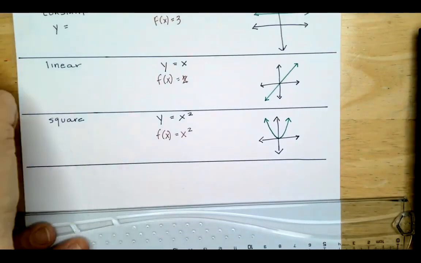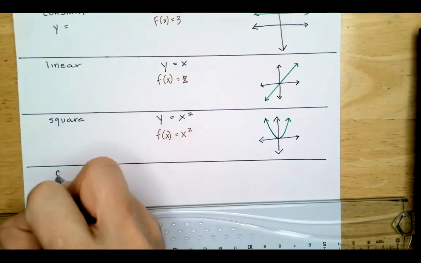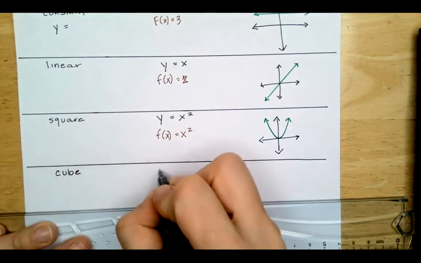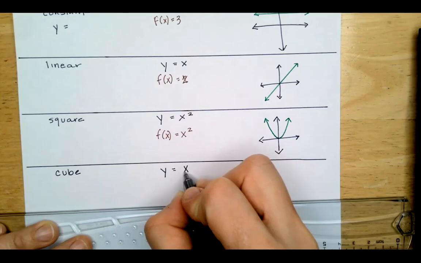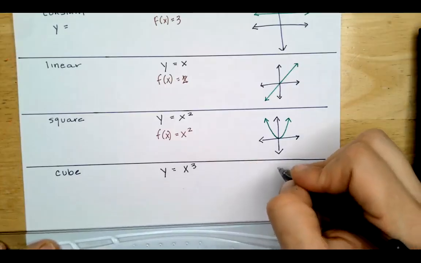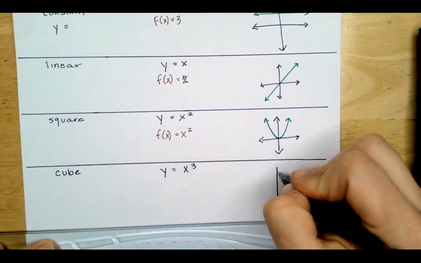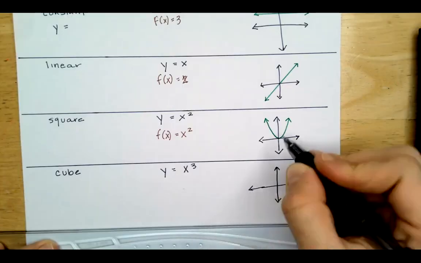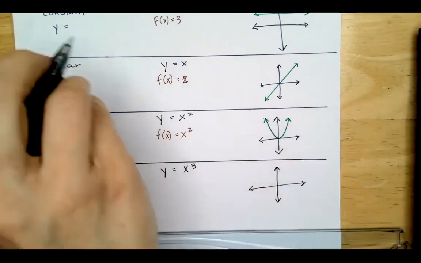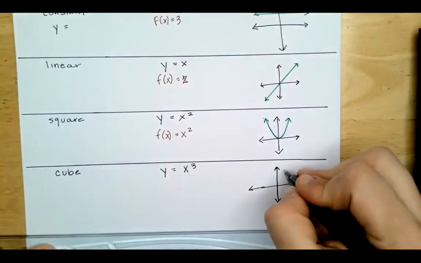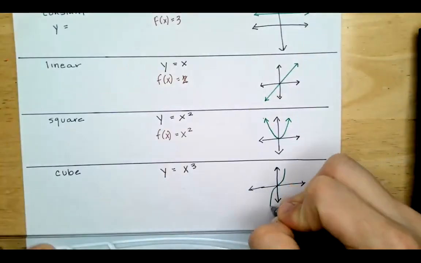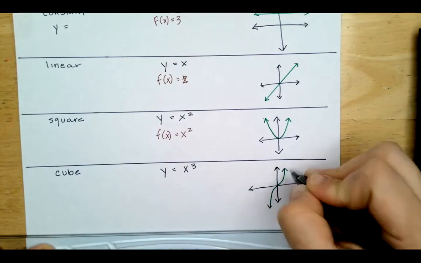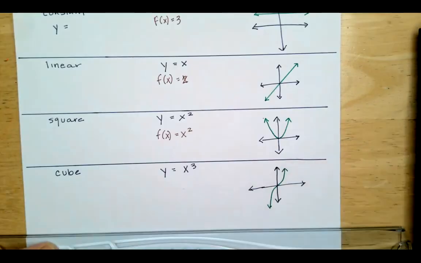After the square function, we have the cube function. Why is it a cube? Because now x is being cubed. What happens when we cube x? Instead of having a parabola in the upward direction, we have kind of half a parabola, and then that parabola goes on to mirror itself across the origin. That's the cube function.